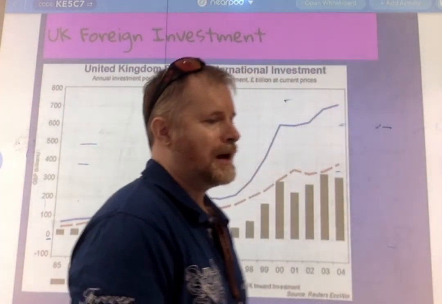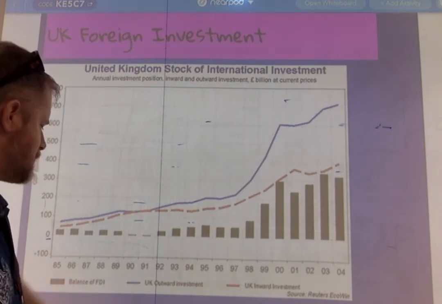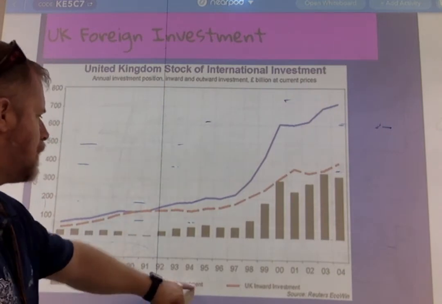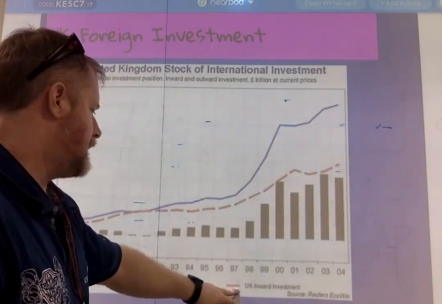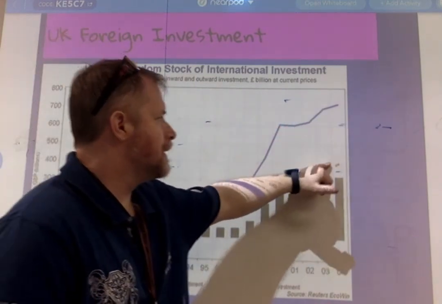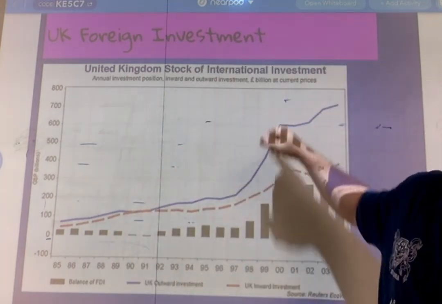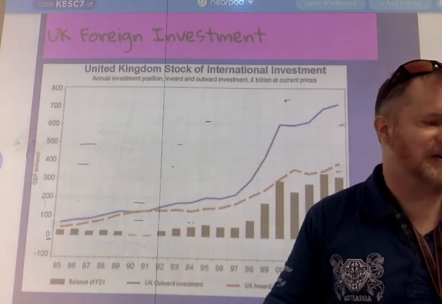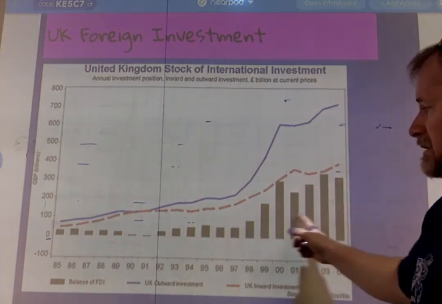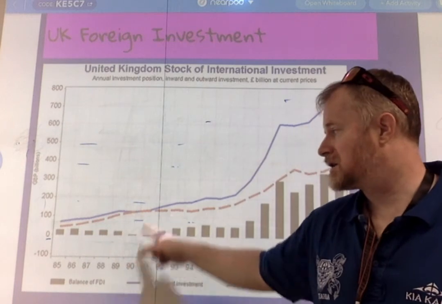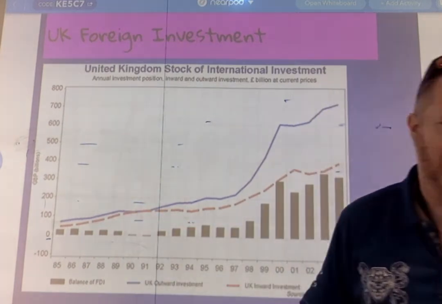This is going the other way. Having a look at the investment, the foreign direct investment. So here's the UK outward investment in blue, and UK inward investment in red. In that context, you can work out the difference between the two. How much is the difference between the two? There's the balance there. There's an interesting period of time there where they equal each other.